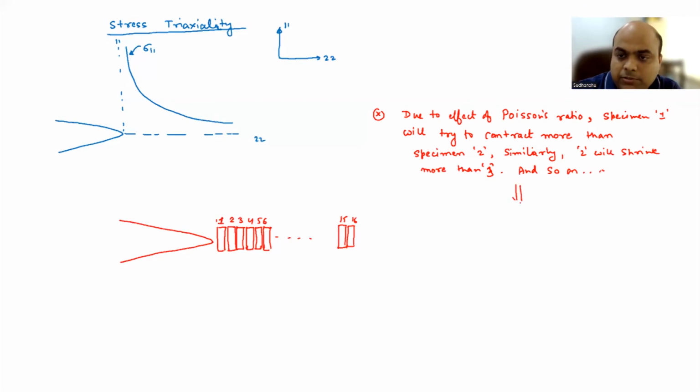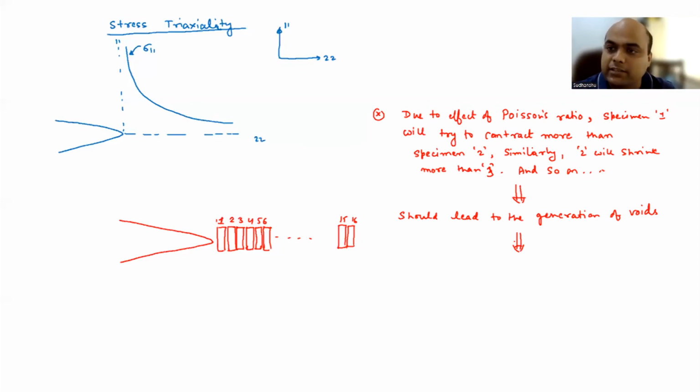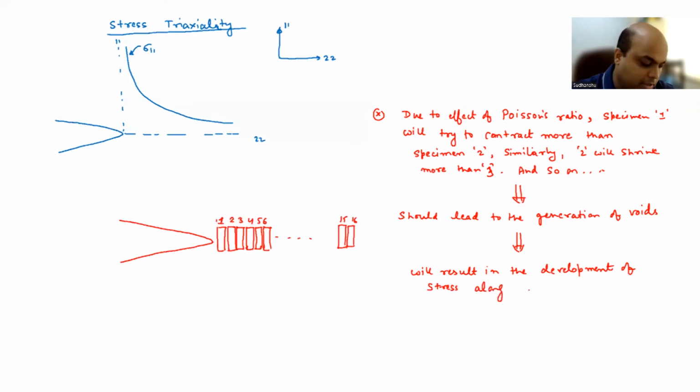Okay. So this should lead to the generation of voids. But physically, we do not observe that. That means there is some stress acting along the horizontal direction, which is not allowing the formation of voids. So this will result in the development of stress along direction 2 2. That means now we are having sigma 2 2, right?